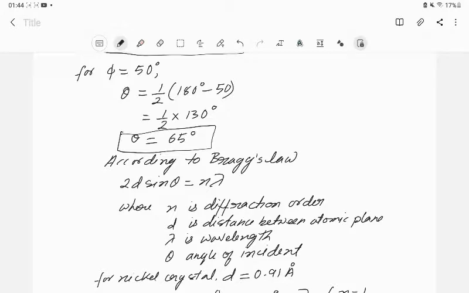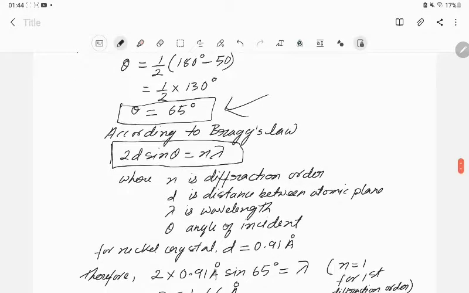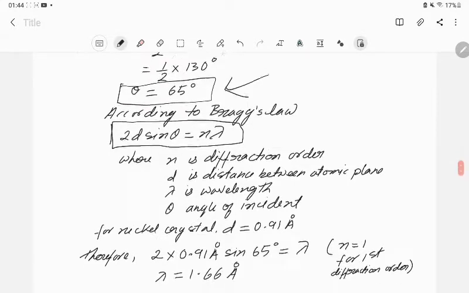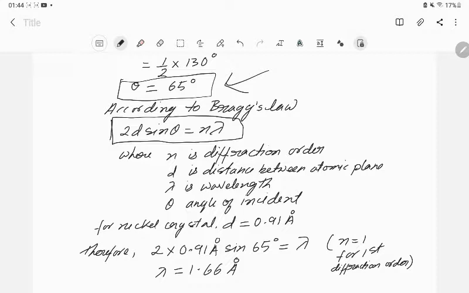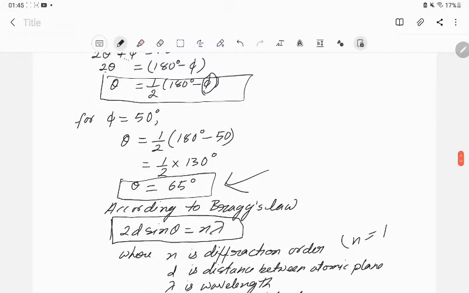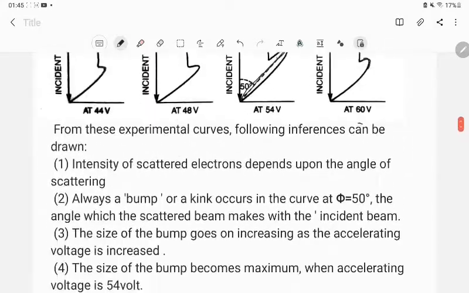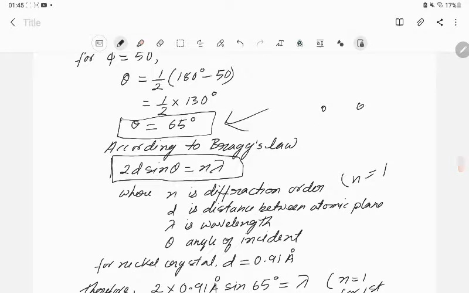Okay, now according to Bragg's law. You might have studied this in chemistry. Now we have theta because we are going to use theta in Bragg's law, that is why we are finding theta. So according to Bragg's law, 2d sine theta equals n lambda, where n is the diffraction order. Here we will use n equal to 1, the first order only. And d is the distance between atomic planes, meaning here we are using a nickel crystal, these are atomic spacings, so the distance between two atoms of nickel.